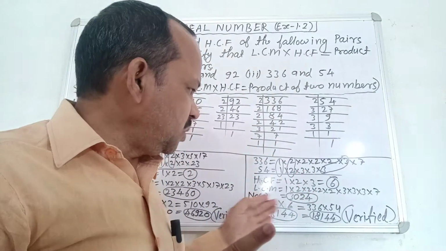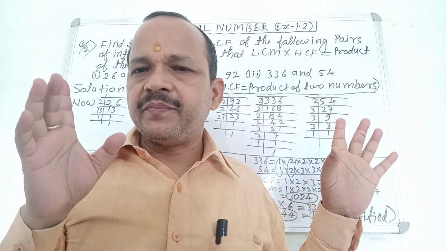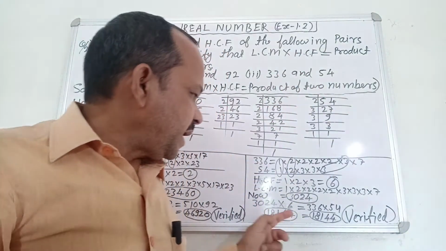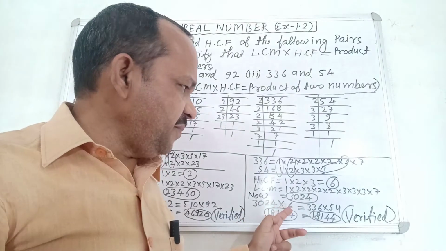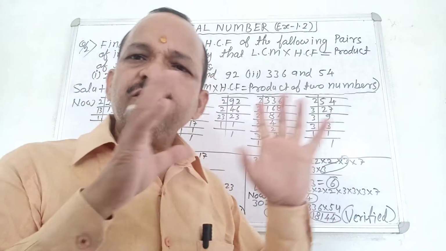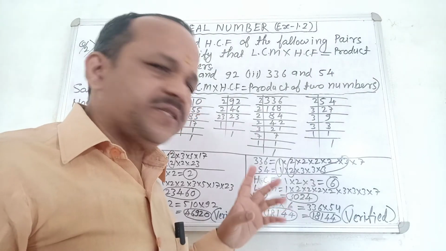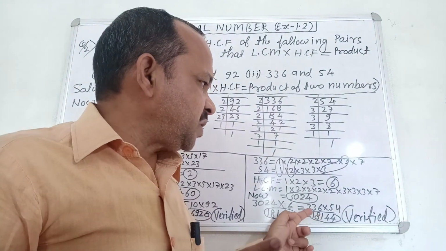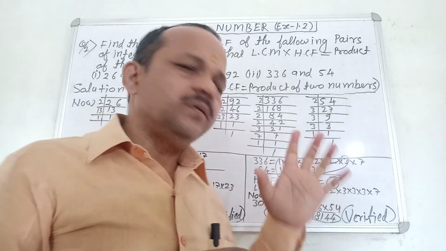Clear? Put the value of LCM and SCF in the identity. LCM multiply SCF equal to product of two numbers. LCM is 3024. SCF 6. First number 336, second number 54. Clear? You multiply 3024 and 6, you find 18,144. You multiply 336 and 54, you find 18,144.